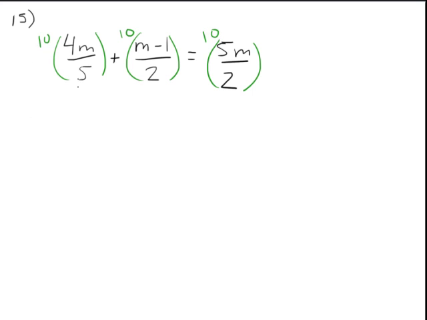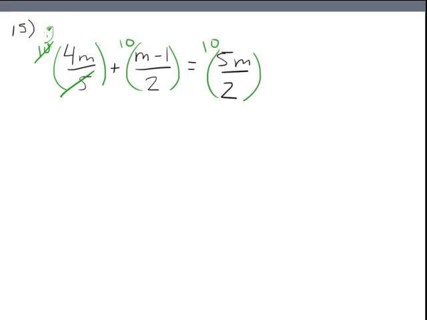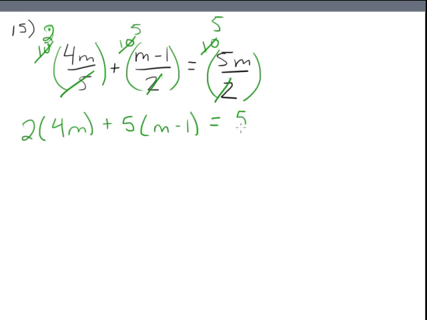Okay, so 10 divided by 5, I'm going to cross out that 5, and I'm going to be left with just 2. So I have here 2, 4m. 10 divided by 2, that's going to give me 5. So add 5, m minus 1, whatever is left in the brackets, equals to, cross out that 10, I'm going to be left with a 5 again. 5, and then what's left in the brackets? 5m.